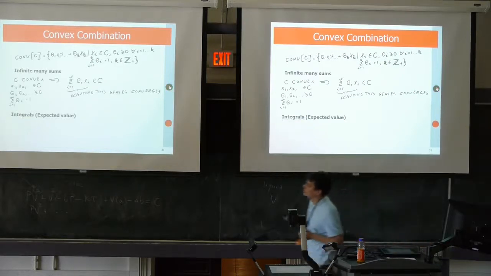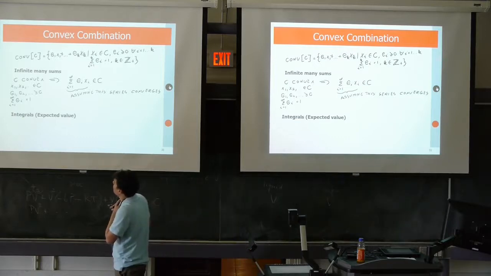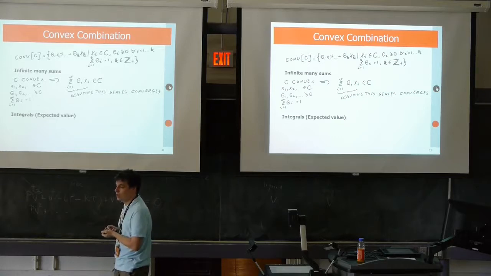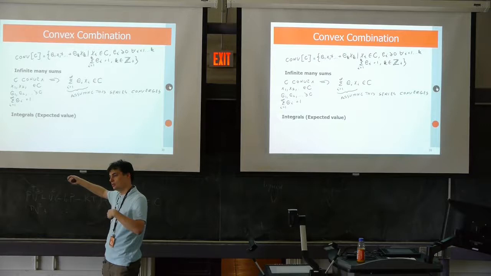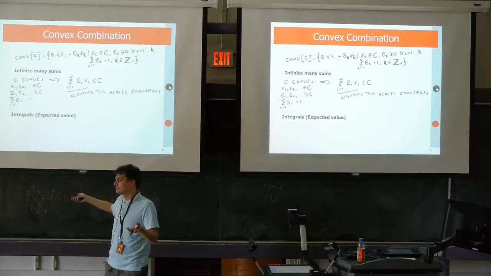You can prove this: if set C is convex, and you have infinitely many points in C and infinitely many non-negative numbers theta such that their sum is 1, then this convex combination will be in C as well. And you can generalize this even further to uncountably many sums, and what would that be? That would be integrals, right?